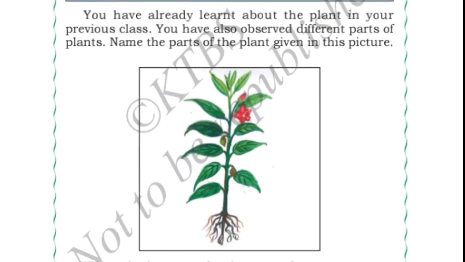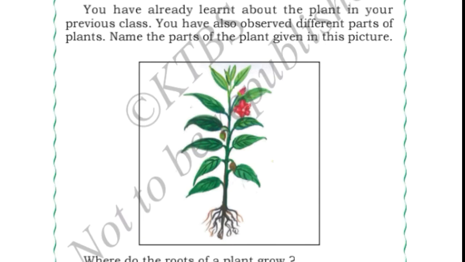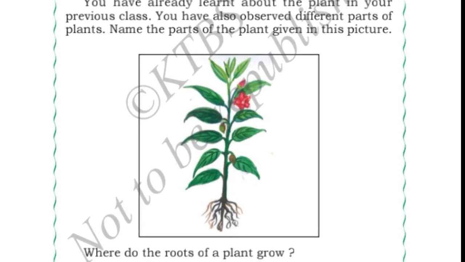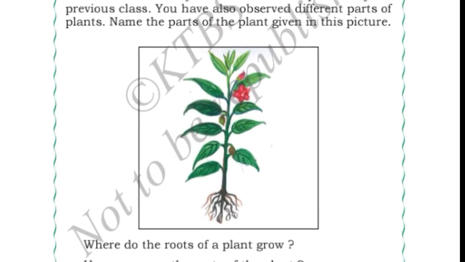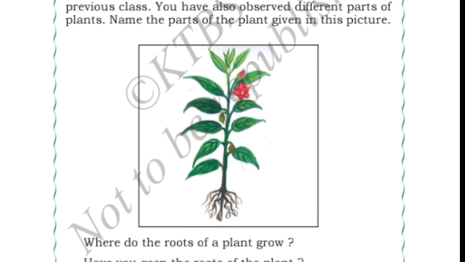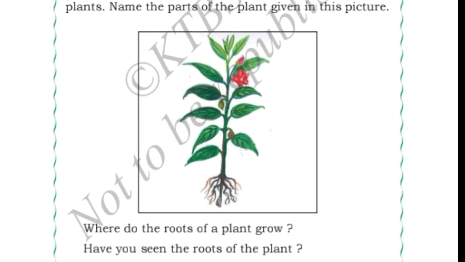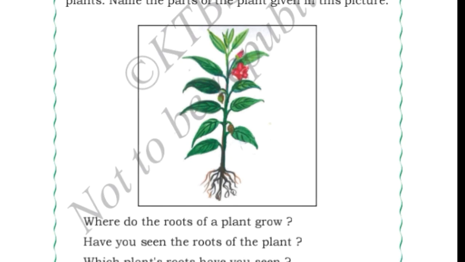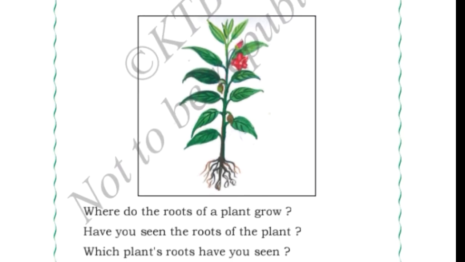Have you seen the roots of the plant? Dear children, have you seen the roots of the plant? Maybe everyone has seen the roots of plants, right? Which plant's root have you seen? Whichever plant's root you have seen, you can say. Okay. What is the color of the root? The color of the root is mostly brown, right? The root is brown in color mostly, right?